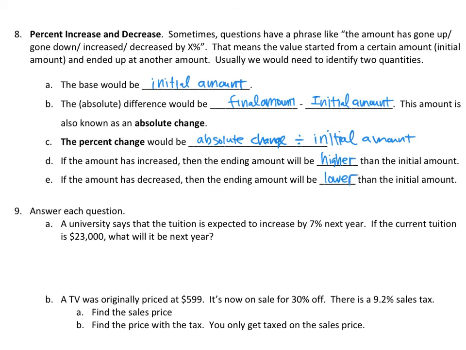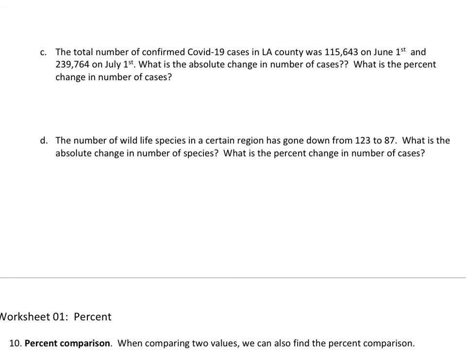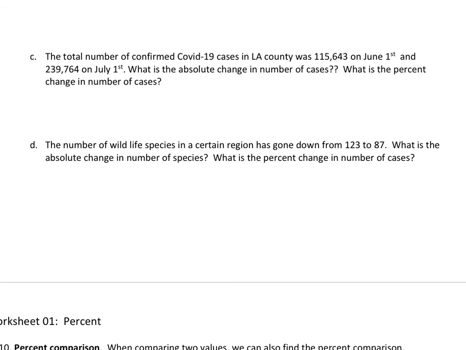All right, I'm gonna try one of number 9s, and I'm gonna have you finish the rest of number 9. Let's look at part D. The number of wild species in a certain region has gone down from 123 to 87. So they used to have 123 species, now it's only 87, so obviously it has gone down. What is the absolute change in number of species, and what's the percent change in number of species?